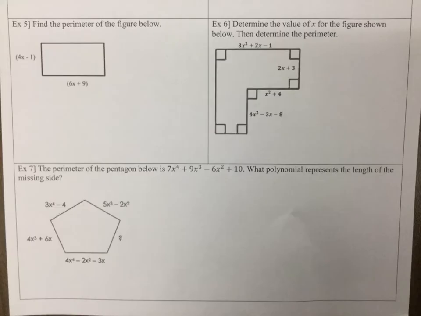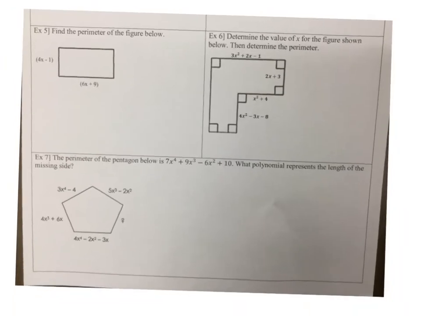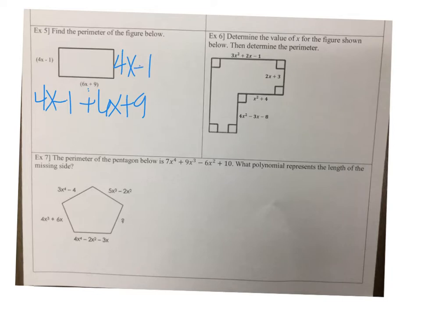So we're going to use some context with these problems now, and basically with example 5, we're finding the perimeter. Perimeter is like fence. You're trying to figure out the lengths and the width added all together. And so we're going to go with 4x minus 1 plus 6x plus 9. And over here, we have another 4x minus 1. So plus 4x minus 1 plus another 6x plus 9.